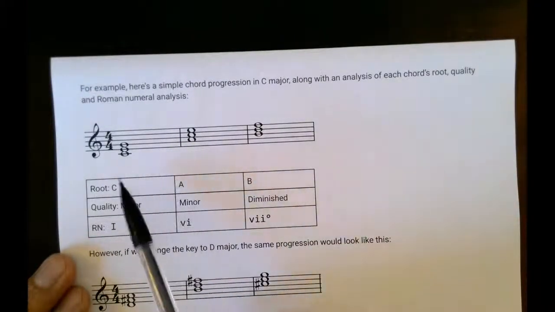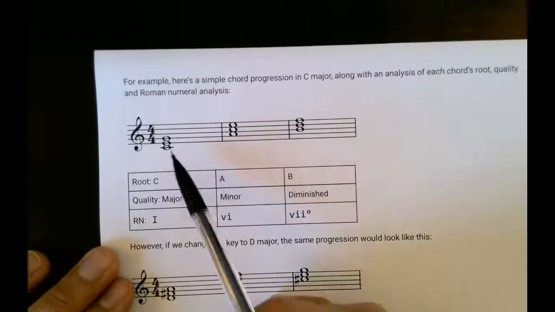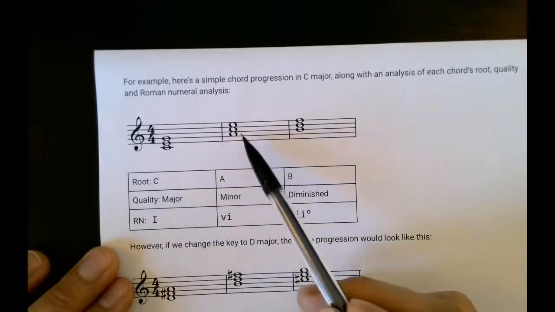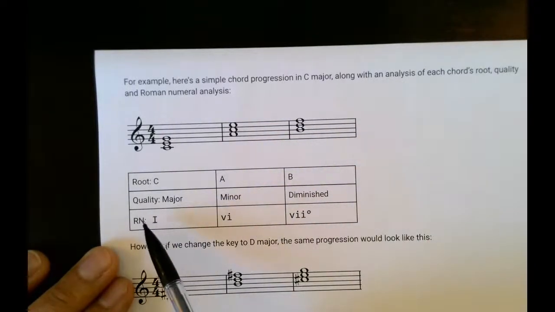So finally, let's take a look at a chord progression. I have three chords here, and this is in C major, okay? I've already analyzed the roots and the quality of these chords. The first one is C major, the second one is A minor, and the third one is B diminished. I've also added the Roman numerals. The RN here stands for Roman numeral, okay?